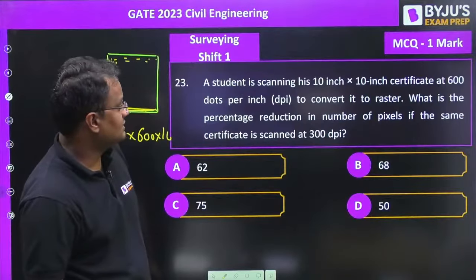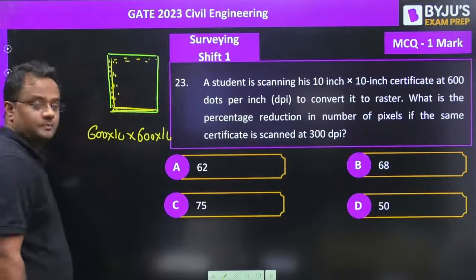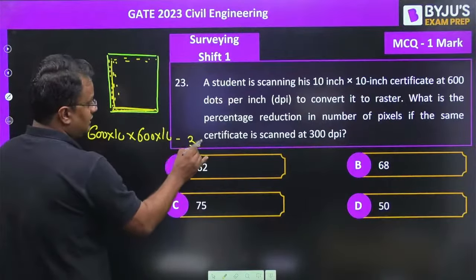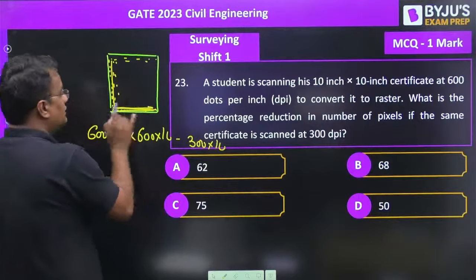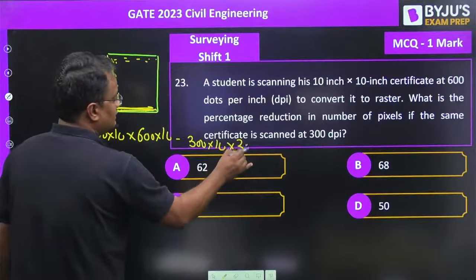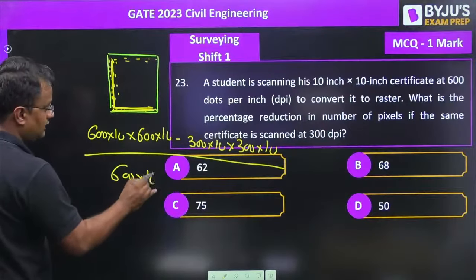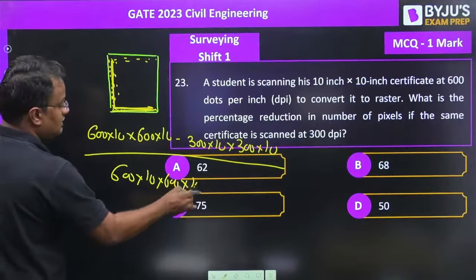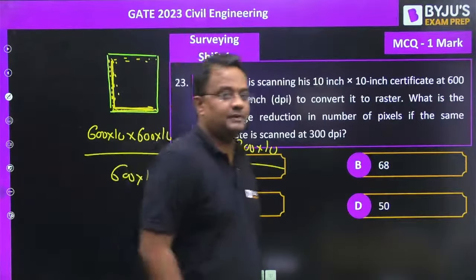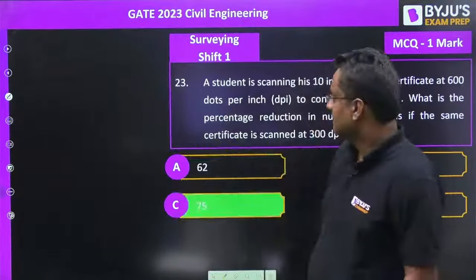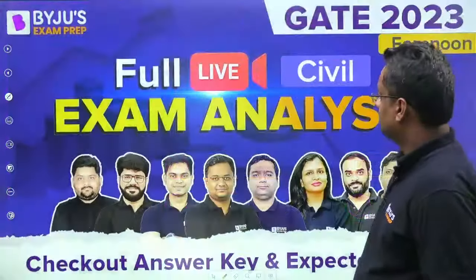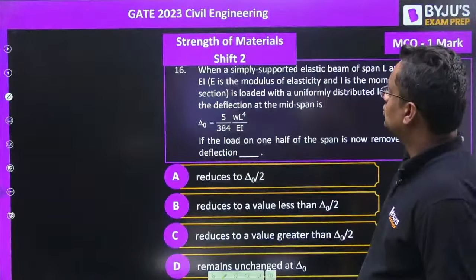What is the percentage reduction if it is 300 dots per inch? So now 300 into 10 dots here, 300 into 10 dots here. So, upon the earlier one, 600 into 10 into 600 into 10, this comes to be 75%. Okay, now 75%. Now guys, going to shift 2.